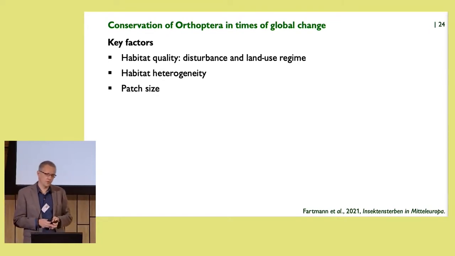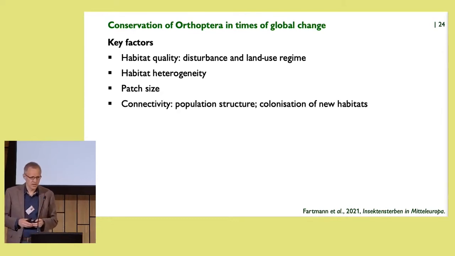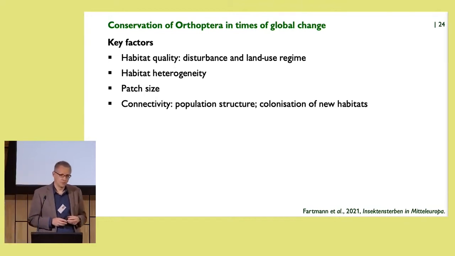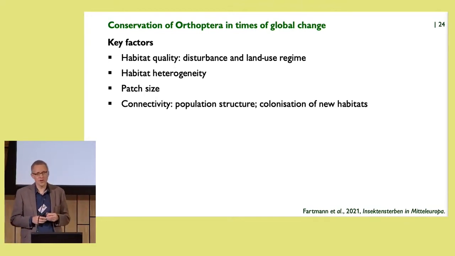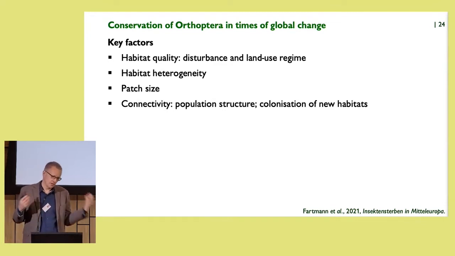Patch size is often related with habitat quality and habitat heterogeneity. The larger a patch, the higher the likelihood that we have a higher habitat quality somewhere in the patch and that we have a higher habitat heterogeneity. Connectivity depends on the population structure of the species. Some flighted species can persist for longer time periods in even isolated patches if they have a constant high habitat quality.